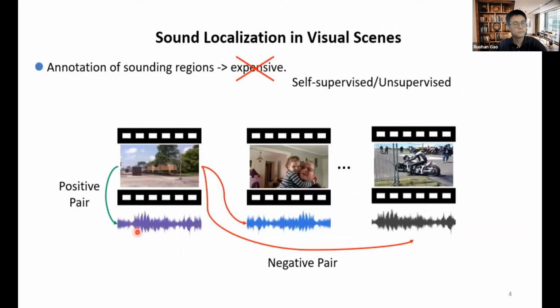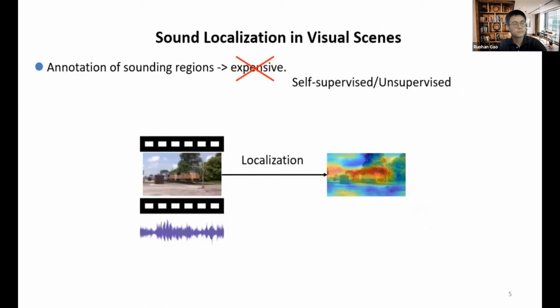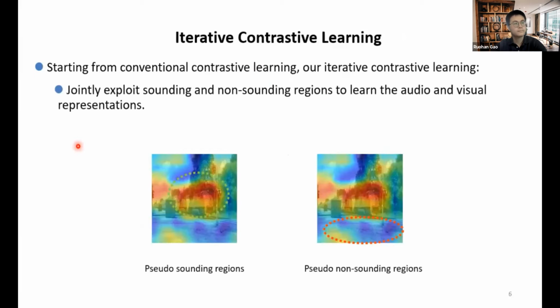If image and audio are sampled from the same video clip, they are positive pairs. If they are sampled from different videos, they are negative pairs. Based on this assumption, we can localize the sounds, but the localization result is not very good. So, starting from conventional contrastive learning, our method uses the cross-prediction result to find pseudo-sounding regions and pseudo non-sounding regions.